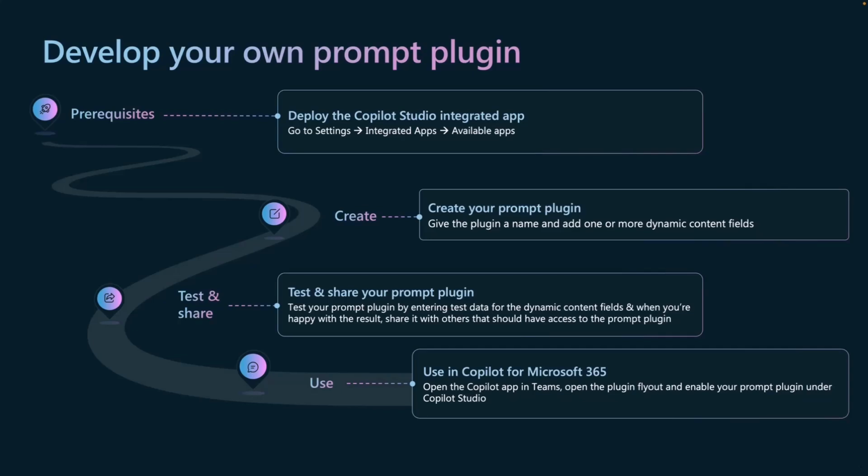And last but not least, you want to use your prompt plugin in Copilot for Microsoft 365. So make sure to open the Copilot app in Teams, open the plugin flyout, and enable the prompt plugin that you created under the Copilot Studio header.